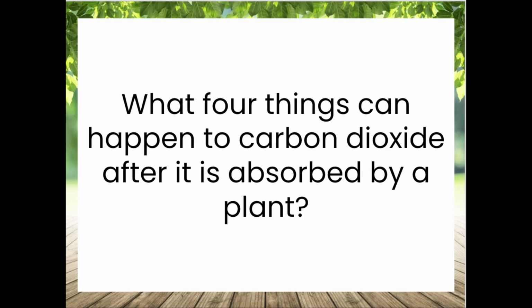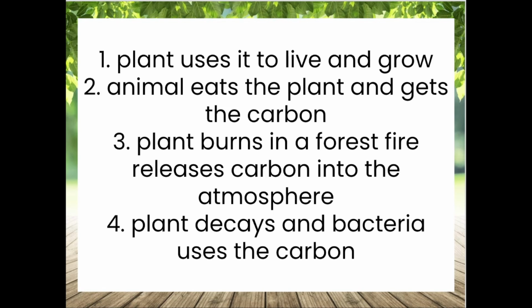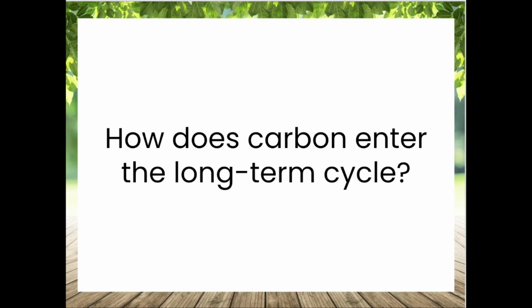What 4 things can happen to carbon dioxide after it is absorbed by a plant? 1. The plant uses it to live and grow. 2. Animal eats the plant and gets the carbon. 3. Plant burns in a forest fire, releases carbon into the atmosphere. 4. Plant decays and bacteria uses the carbon.